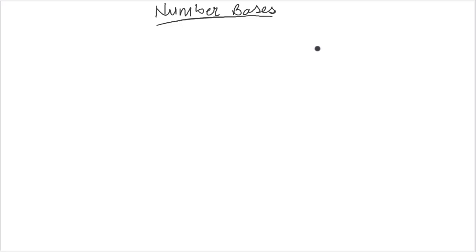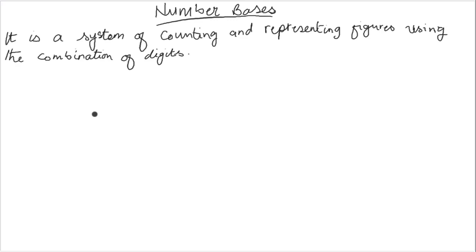So what then is a number base? A number base is simply a system of counting and representing figures using a combination of digits. In our everyday life, we represent figures and count objects using the base 10 system. We use 10 digits to represent any figure. When we count money, when we measure distances, when we count objects, we use the base 10 system. So it is a way of counting in bundles of 10. Every day, when we count objects, money, and measure distances and quantities, we write them in base 10.